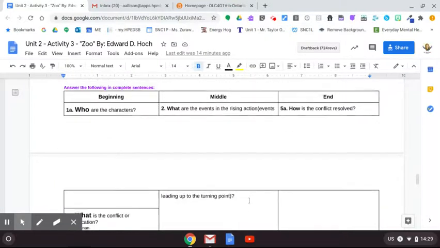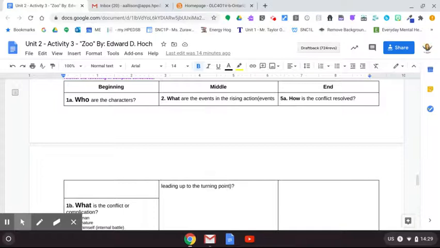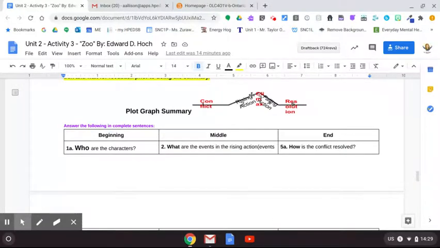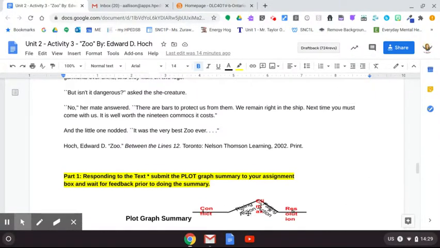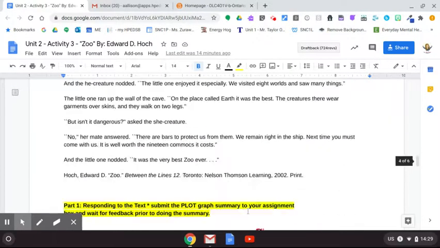Then in the middle of the story, as we get going, we are going to find out some information that's moving the story along. This is called the rising action of the story. Basically there are events that lead up to the turning point. And we'll talk about this as it refers to Zoo above.